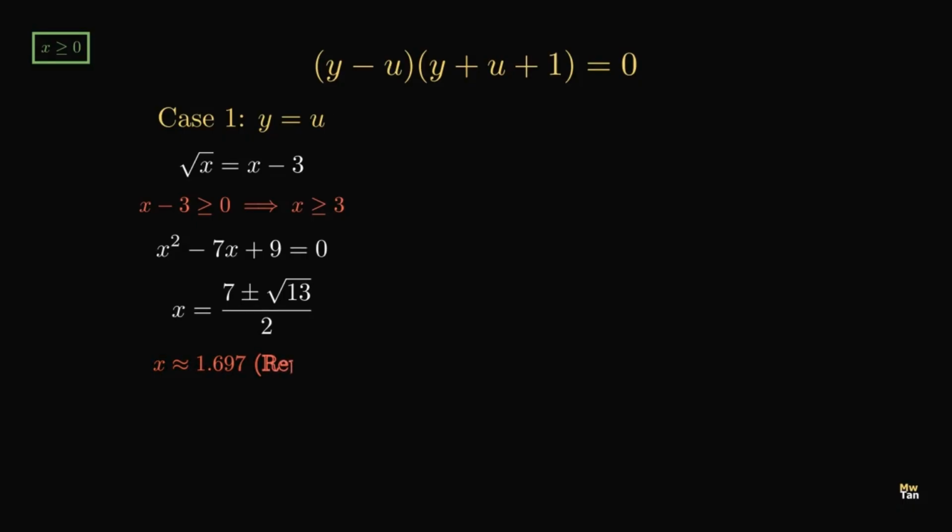The smaller root fails the condition. It is rejected as extraneous. The larger root clears the bar. 7 plus root 13 over 2 is accepted.